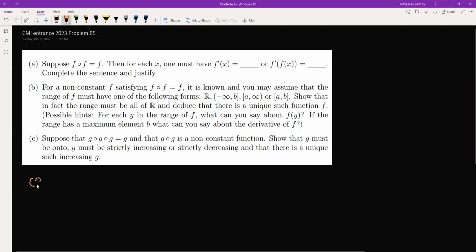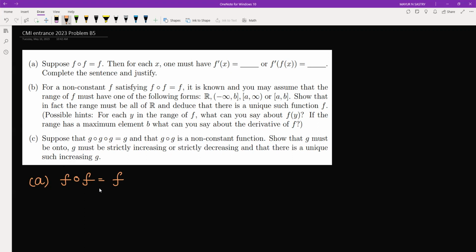We'll discuss the first part A first. So we have f composed with f equal to f for some function f. And the question asks that then for each x, one must have f prime of x equal to something or f prime of f of x equal to something.